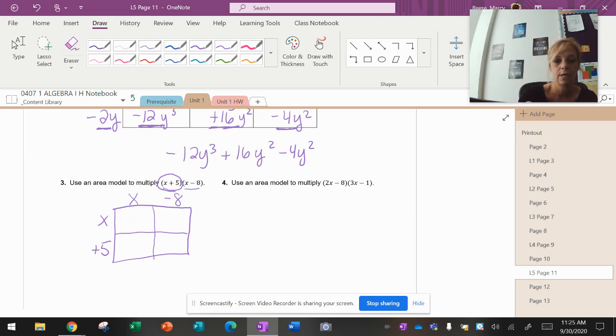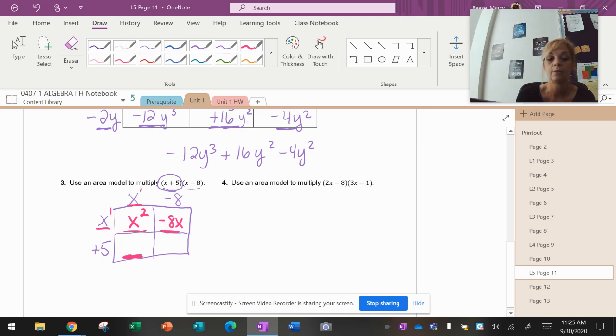And then to fill it in, so like I want to fill this block in here, I'm going to do x times x, which would be x squared. Remember, you add the exponents. Fill in the next block. Negative 8 times x is negative 8x. Okay? Fill in the block down here. You can go across, down, I don't care, whatever.